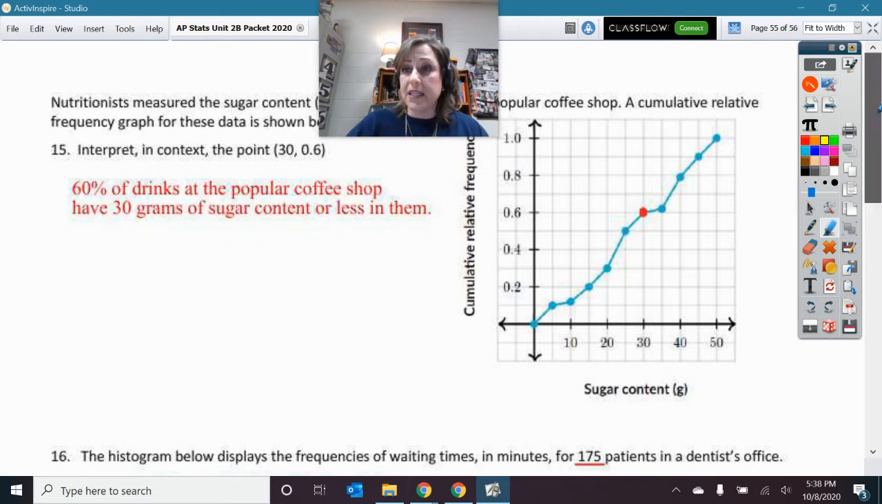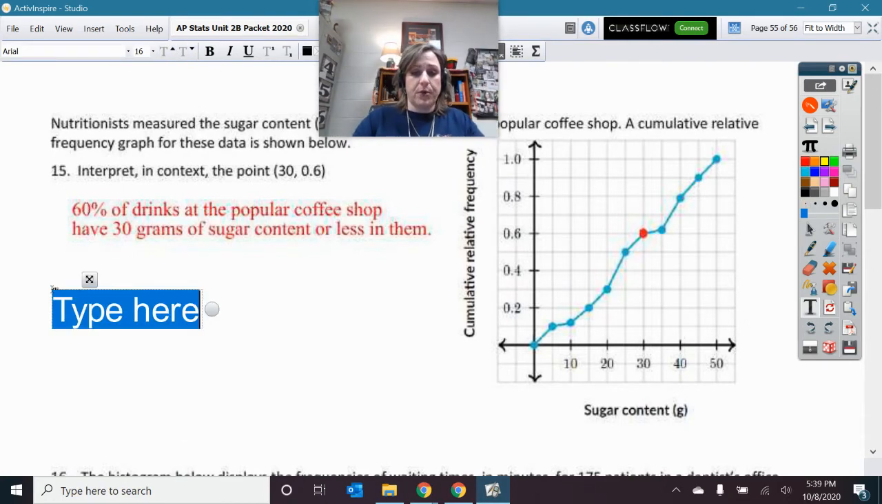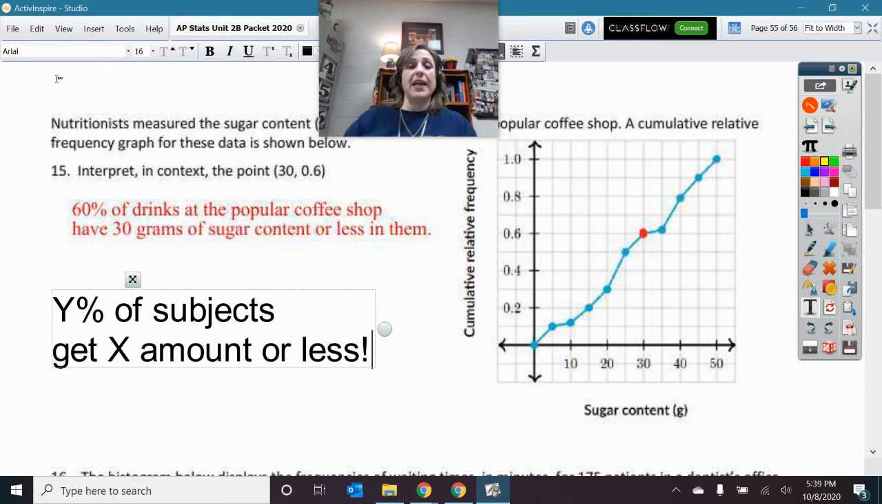All right, here we go. Interpret this. Please remember, Y percent of subjects got X amount or less. I'm going to write that down. Y percent of subjects get X amount or less. So in this case, in context, that is 60% of these drinks at the coffee shop have 30 grams of sugar content or less. That's what that point is saying.